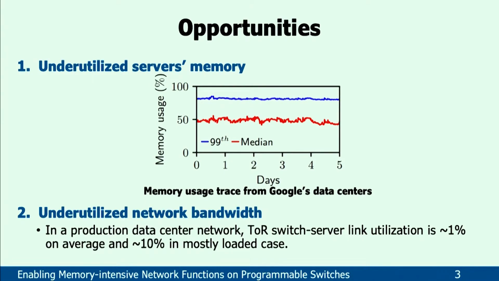The second observation is that network link bandwidth in the data center is also underutilized. A recent measurement study from Facebook shows the utilization of link bandwidth between the ToR switch and the servers is around 1% on average and 10% in the most loaded case. So our question was, can you leverage such underutilized resources for extending programmable switches' memory capacity?